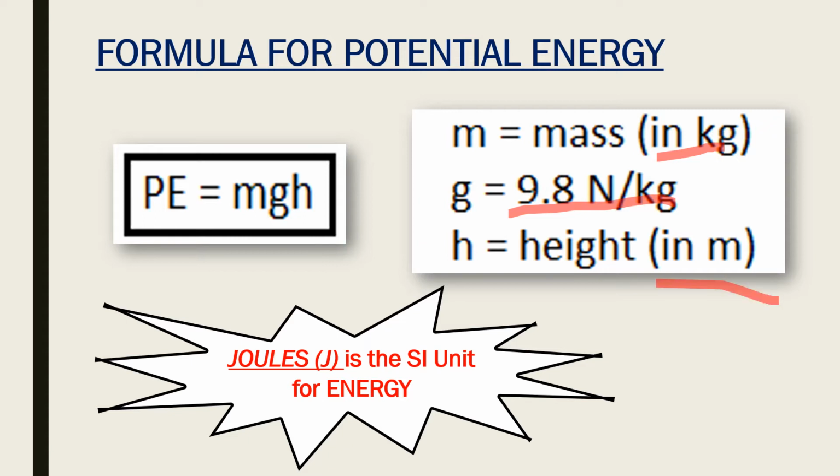Remember that the standard unit for energy is joules with the symbol of J, and the expanded form of joules is Newton meter. So it's just the same. Joules or J is also the same with Newton meter.